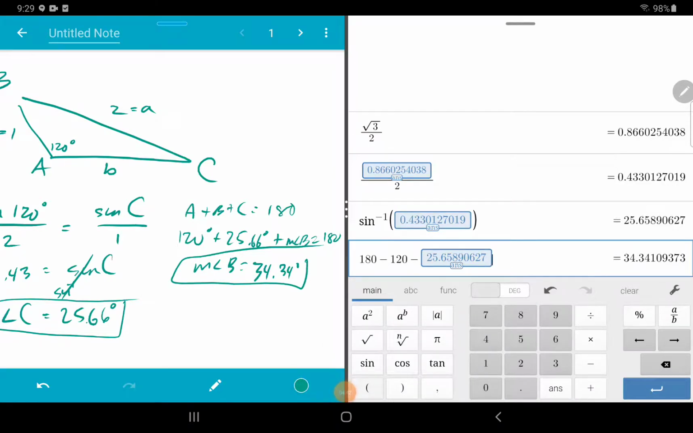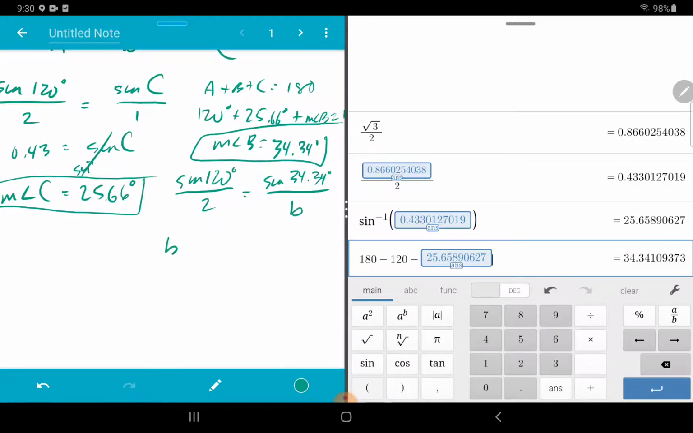All right, to find the last side, side B, we can go ahead and say sine of 120 over 2 is equal to sine of 34.34 over B. So to solve for B, we've got B sine 120 is equal to 2 sine 34.34, and then divide both sides by sine of 120.